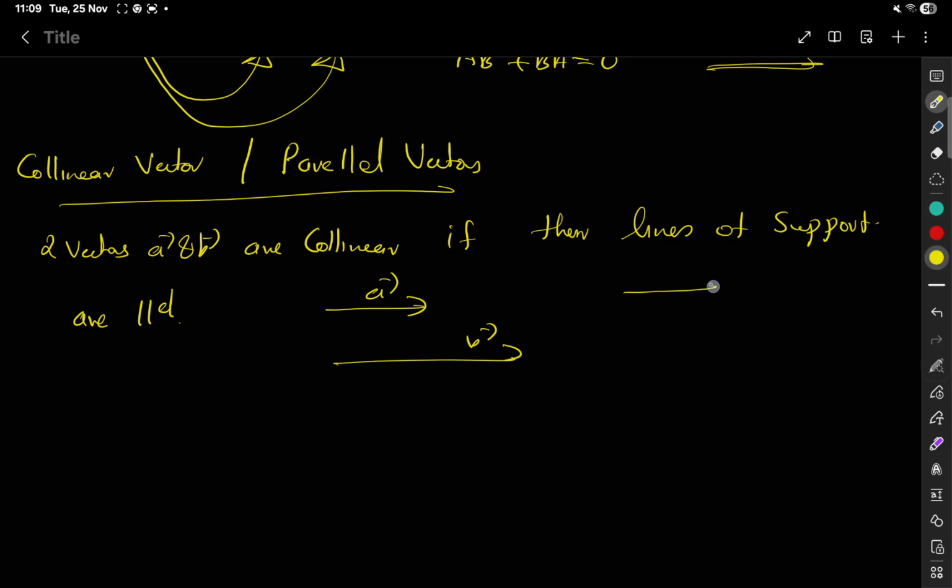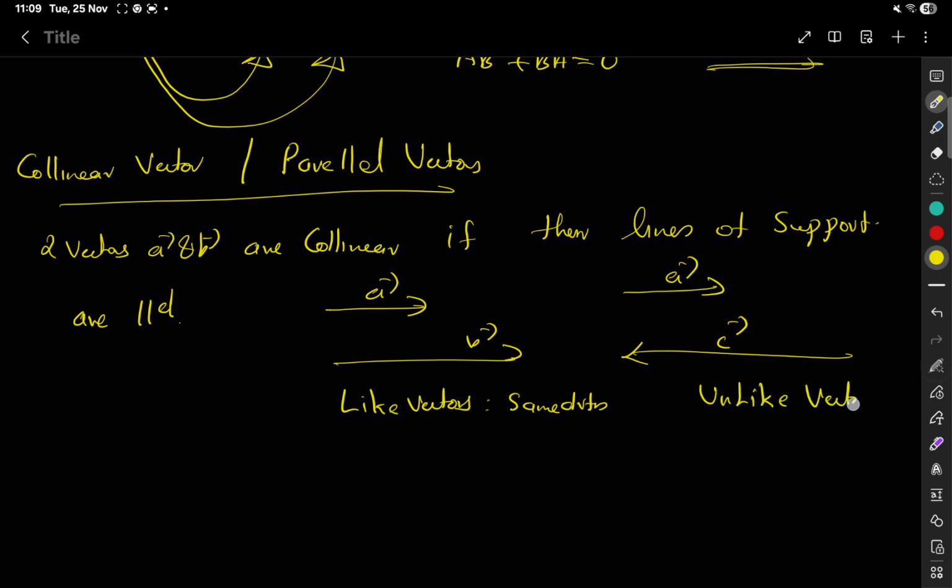Or I can say vector A and another vector, say C. They have the same direction? No, but opposite direction. But lines of supports are parallel. So that's the case. In this first case they are called like vectors. So what do you mean by like vectors? Same direction. What is unlike vectors? Unlike vectors means not same direction. No, that's not the definition.